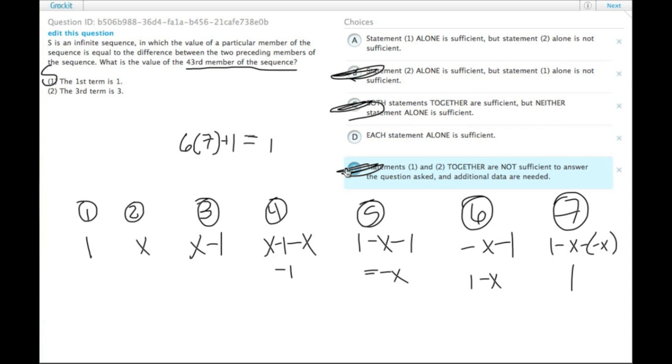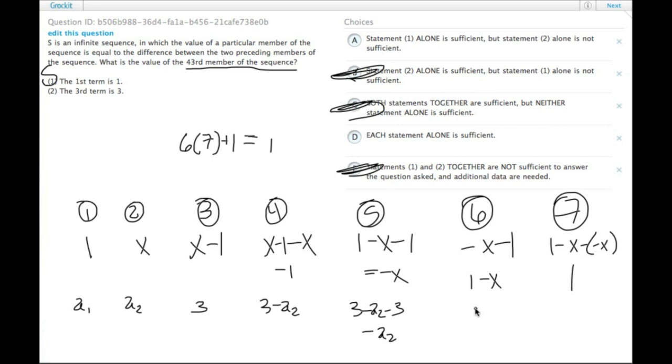Statement 2 tells us that the third term is 3. Which is trickier. So we actually have to make up a couple of numbers leading up to that. So we know this one's 3. This one's A1. We'll call this one A2. So then we have 3 minus A2, and then we have 3 minus A2 minus 3, which gives us minus A2.